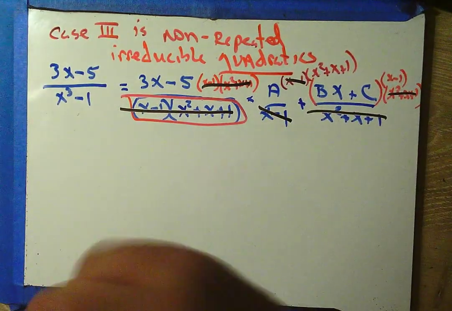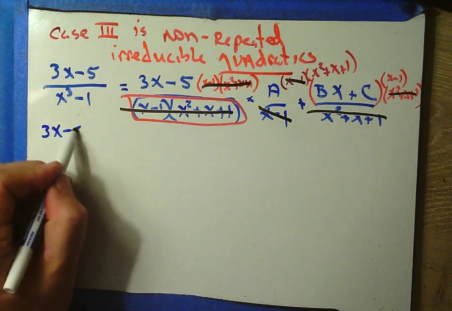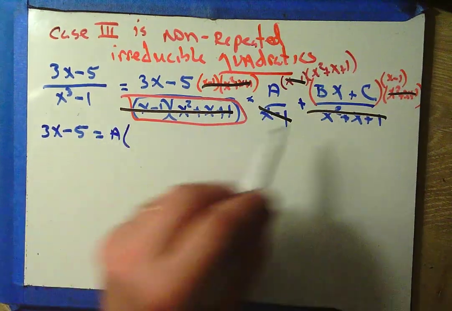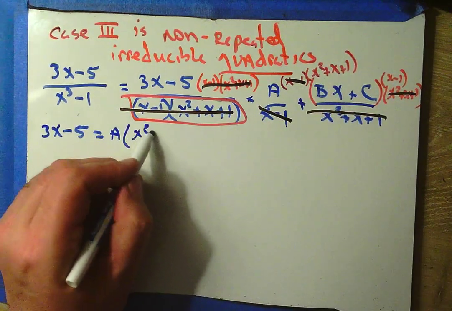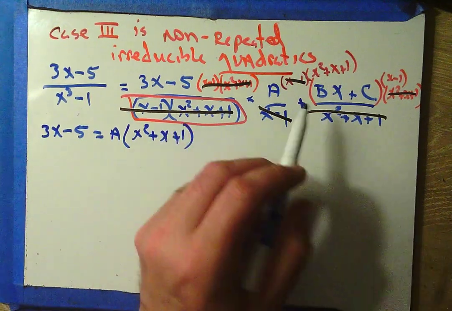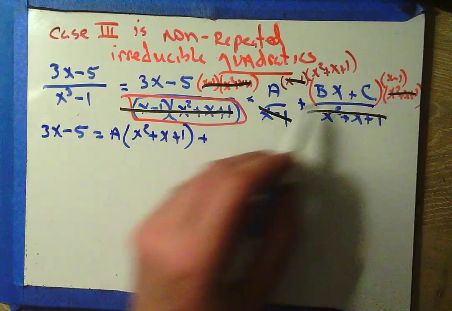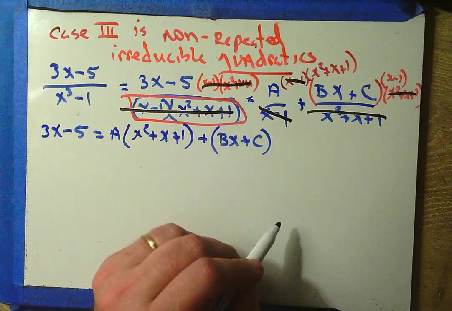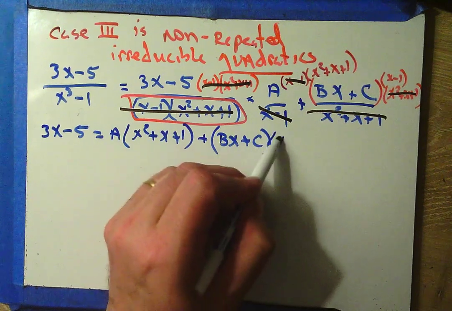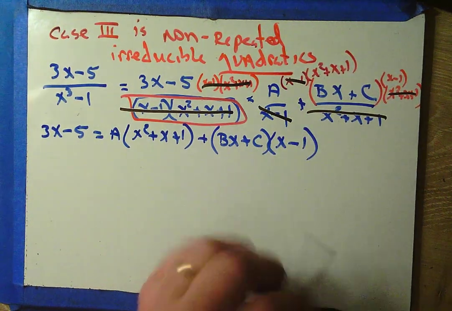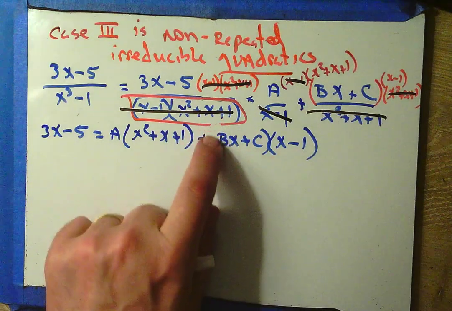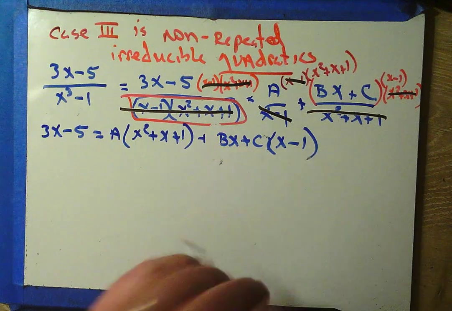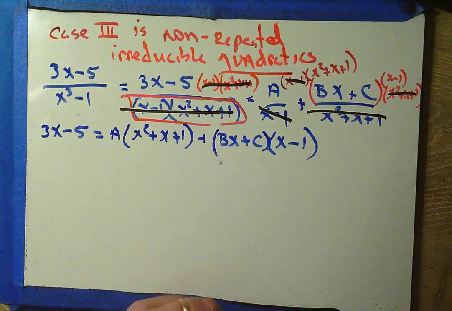So what does that leave me with? On the left-hand side, I've got 3x minus 5. On the right-hand side, I've got my A times this stuff, x squared plus x plus 1. Now we've got a plus, and we've got this Bx plus C. And I'm going to tell you, you should really put that in parentheses, because now I have to multiply by x minus 1 that was left over. Many students do this, and they get in trouble because they only distribute the C to these things, but really this is a foiling problem.